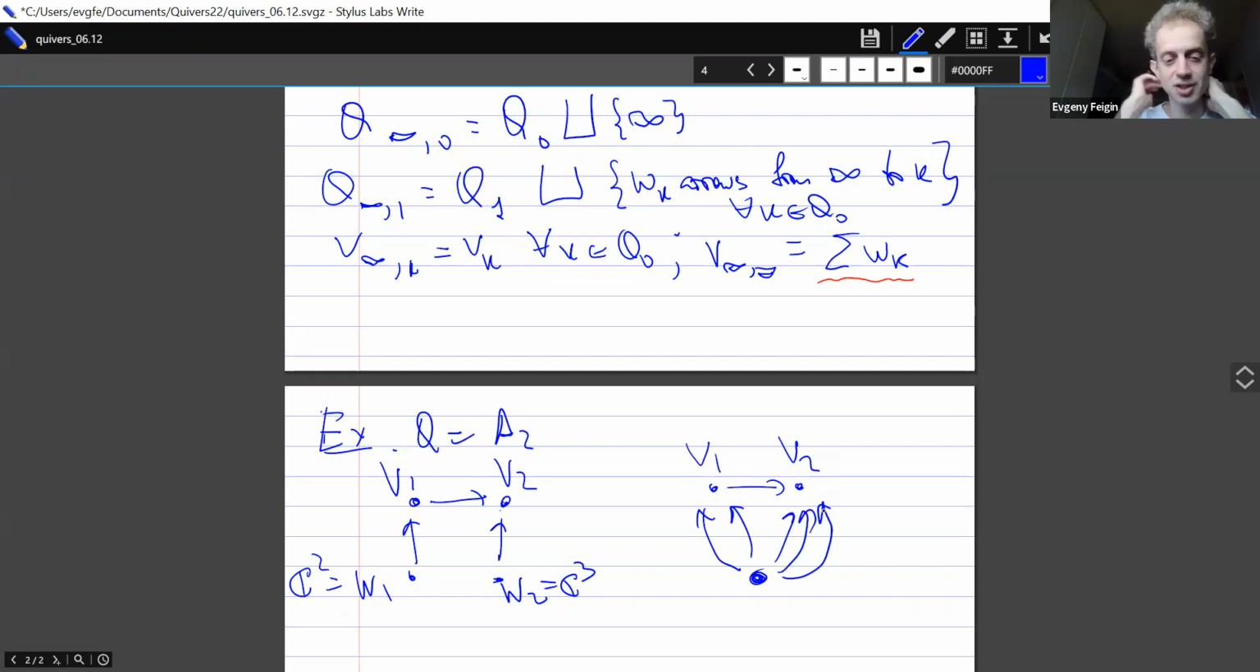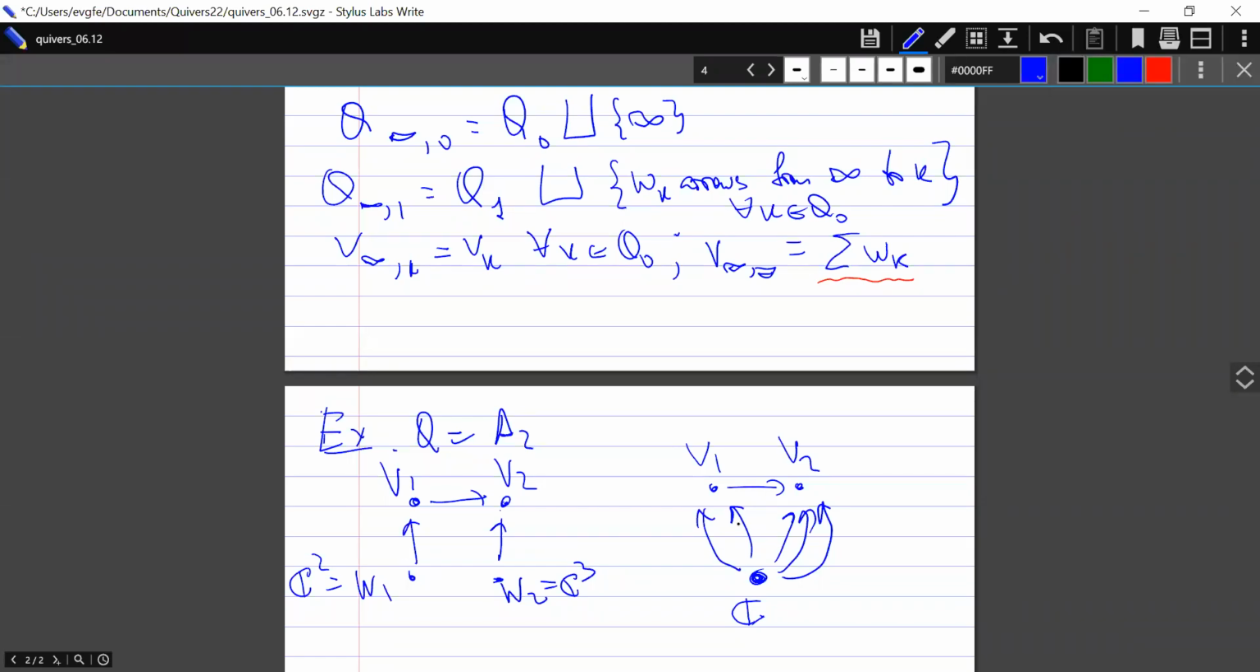The question is how to encode the left picture via the right picture. So what do we have to put in this fat dot? One-dimensional space. Yeah, because after all, we have these two arrows here. This means that we have two maps from C to V1. But this is the same as having a map from C2 to V1. And similarly, if we have three maps from C to V2, then it's the same as having one map from C3 to V2. Andrei, does this make sense to you?